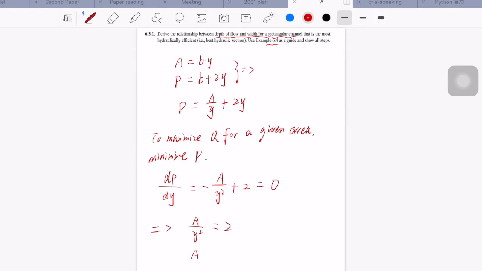And we know A equals B times Y. So we can get that B equals 2Y. So this is the relationship between the depth of flow and the width for a rectangular channel. So we have done this problem.